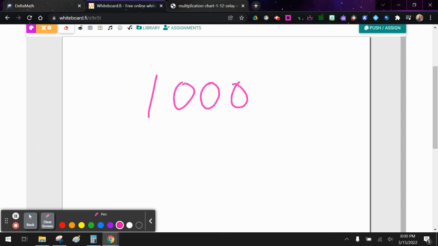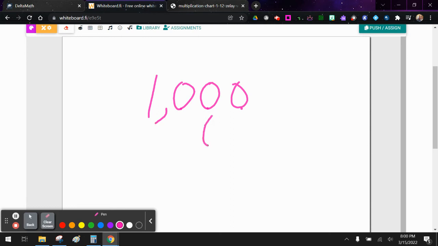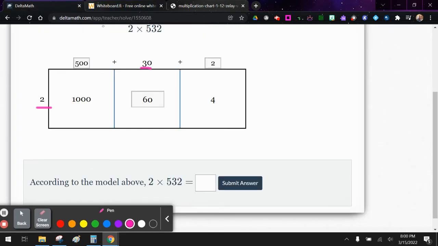There we go. All right, so what I'm going to need to do is take 1,000. Remember, 1, 2, 3, comma. And then I'm going to add 60. So 6, 0. Notice that the ones place are all having to line up. And the last number is 4.